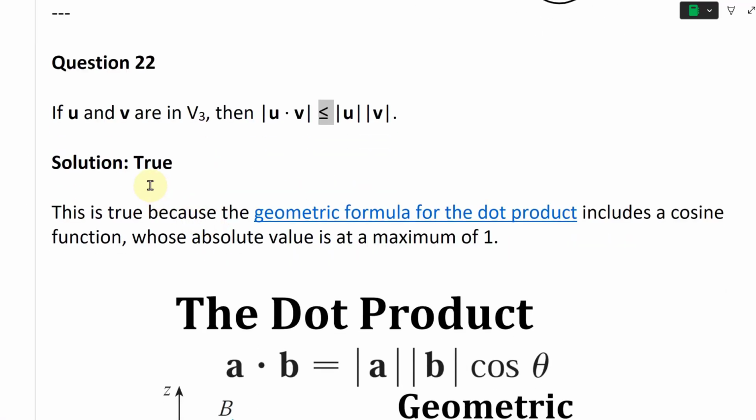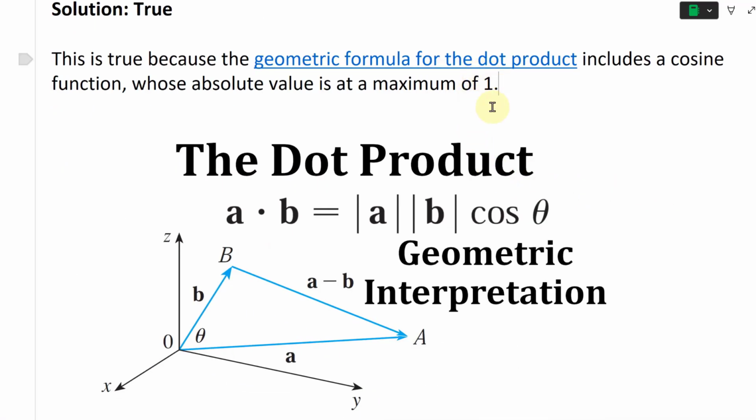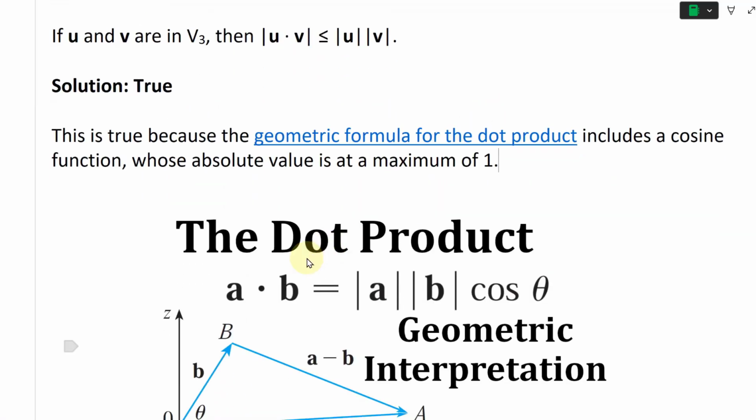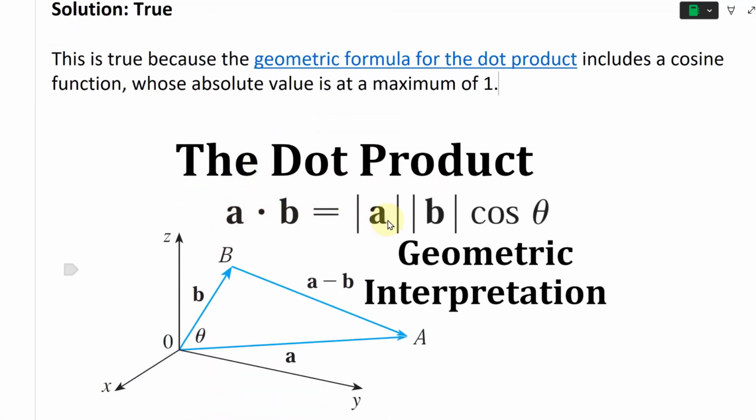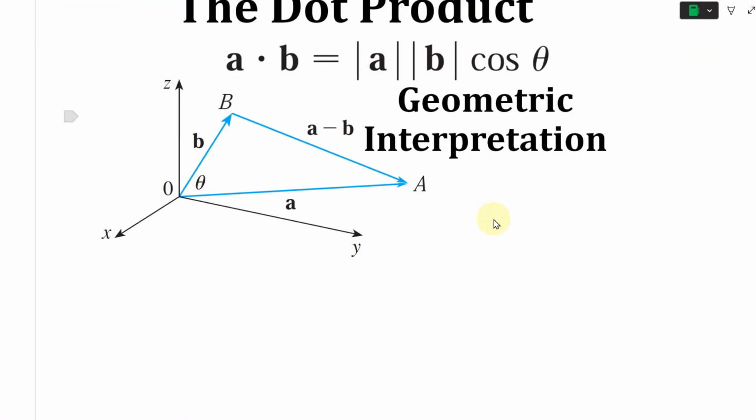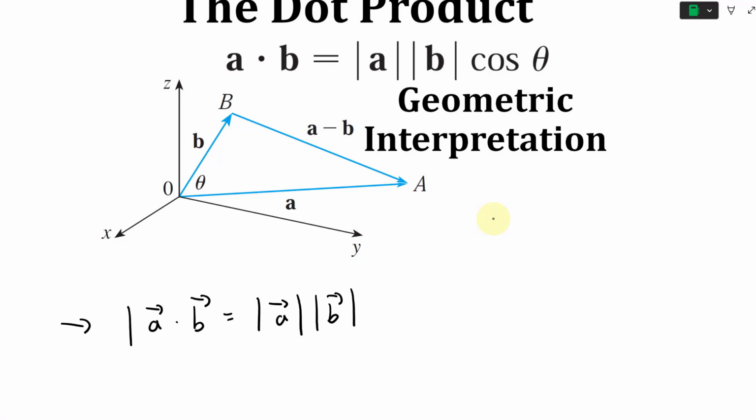And this is actually true, because the geometric formula for the dot product includes a cosine function whose absolute value is at a maximum of 1. So the dot product A dot B is equal to the length of A times the length of B times cosine theta. If you take the absolute value of the dot product A dot B, this equals the length of A times the length of B, and these are all positive values, times the absolute value of cosine theta.